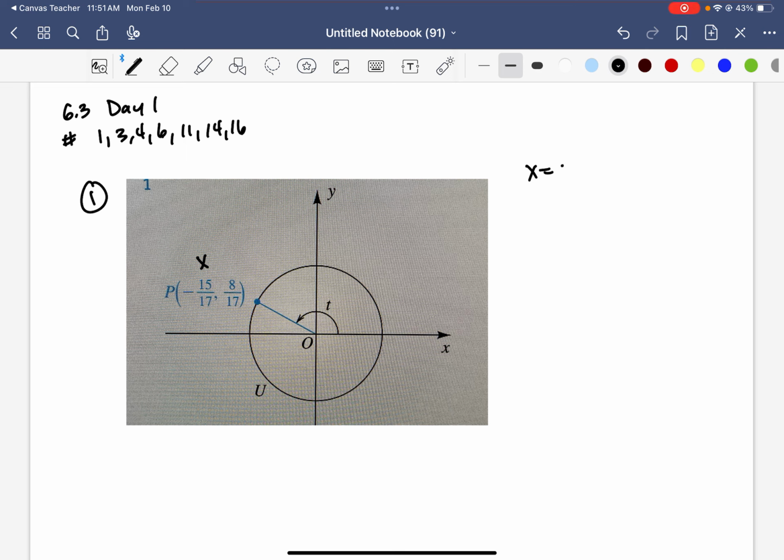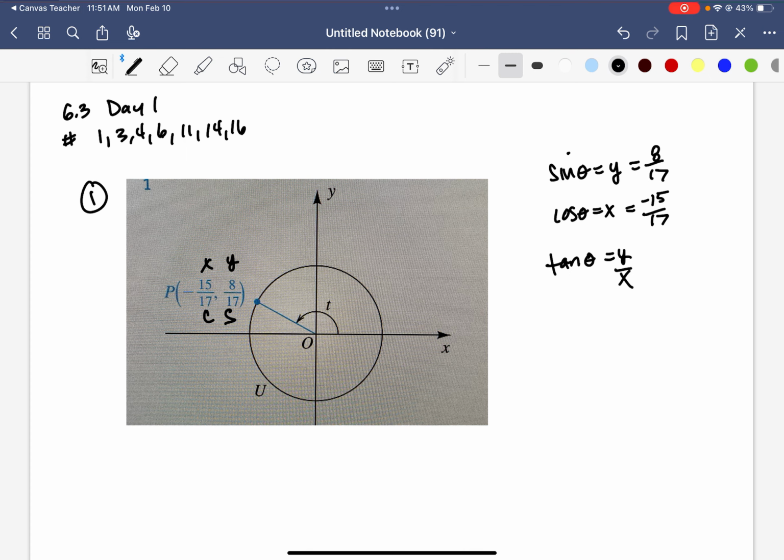So remember, on the unit circle, cosine of theta is x. So this is an xy pair. It's also a cosine sine pair. So sine of theta is y, and tangent theta is just y over x. So that means that cosine of theta is negative 15 over 17, and y is 8 over 17.